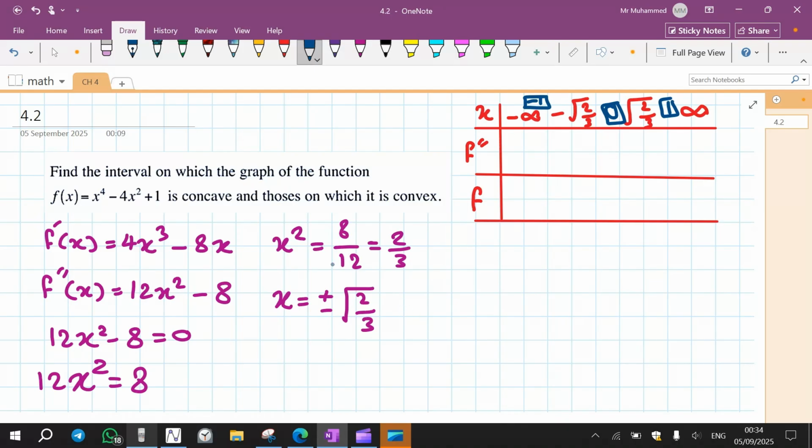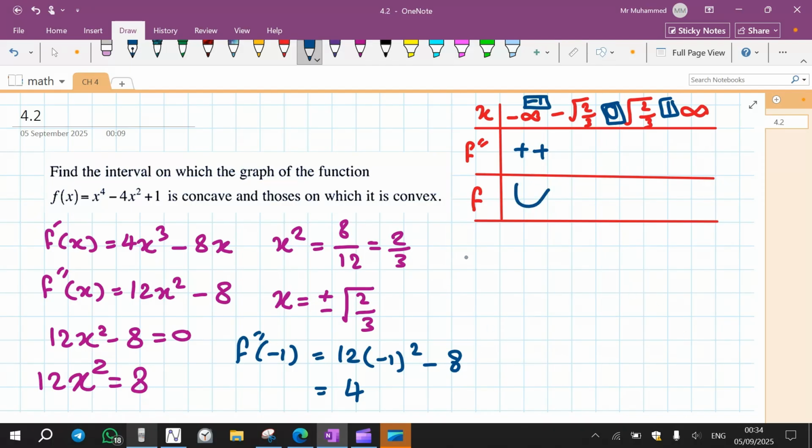Okay, put negative 1 into the second derivative. F double prime of negative 1 is equal to 12 times negative 1 squared minus 8, and that's obviously equal to 12 minus 8, which is 4. 4 is positive. I only need the sign. Positive means happy, concave.